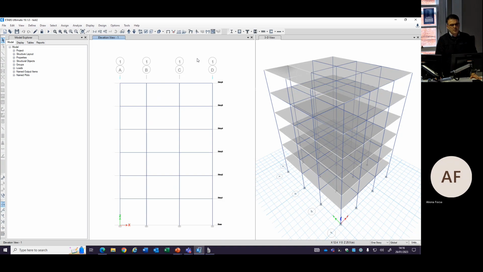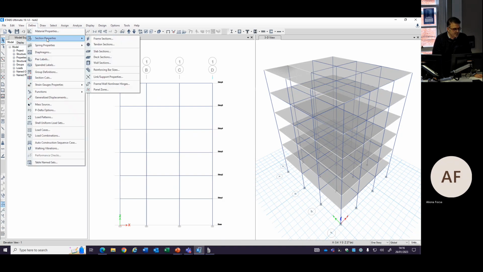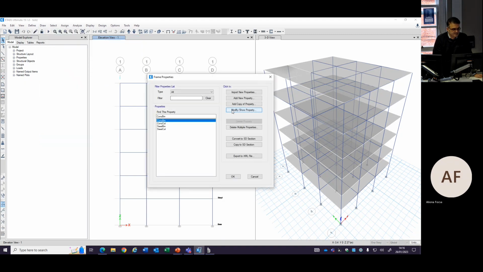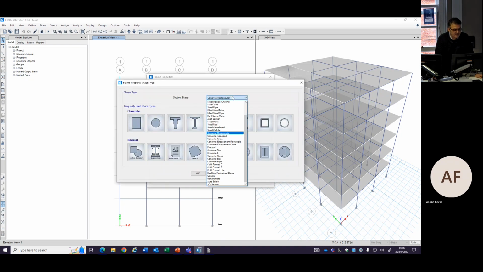So I just opened the previous file we were used to working with, just to be able to do something. If you go to the section property and frame section, for example, add new property, and here.